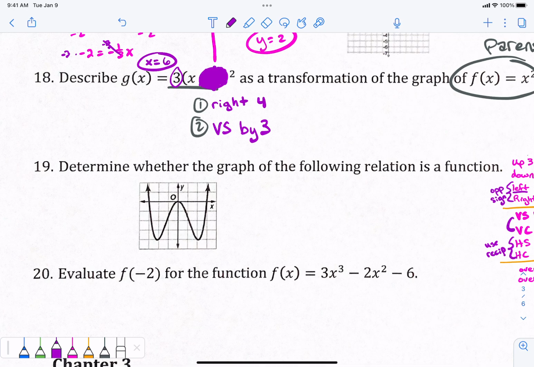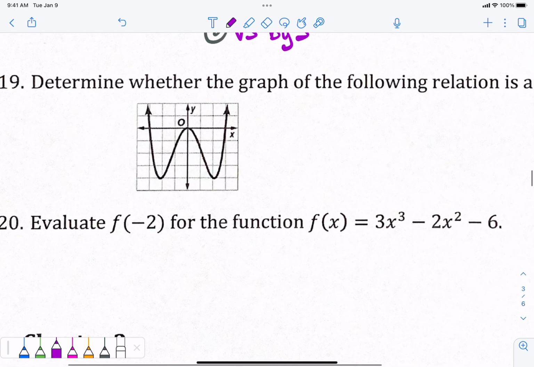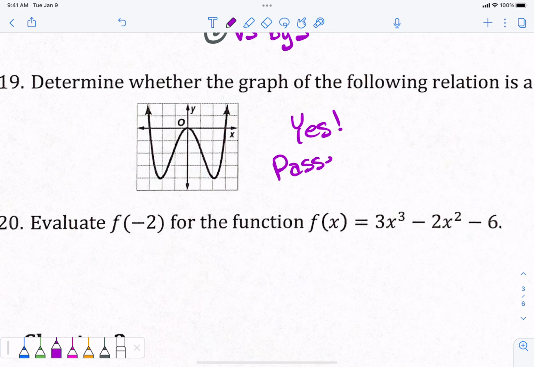Okay. All right. Determine whether the graph of the following relation is a function. Yes or no? Yes. Why? Vertical line test. It passes the vertical line test.